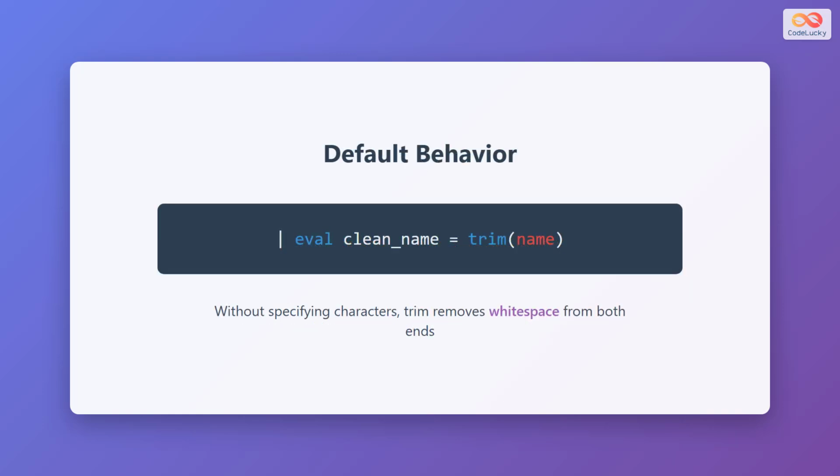Here's how trim works by default. When you use the eval command with trim and only specify a field name, like clean_name equals trim of name, the command automatically removes whitespace from both ends of the field. This includes spaces, tabs, and new lines. This default behavior is perfect for cleaning up user input or imported data that often contains unwanted leading or trailing spaces.